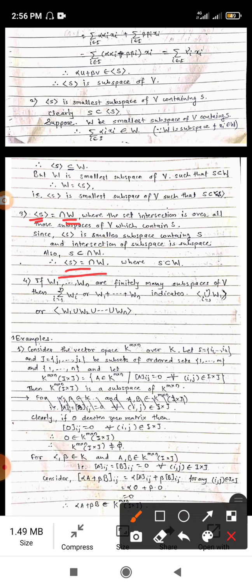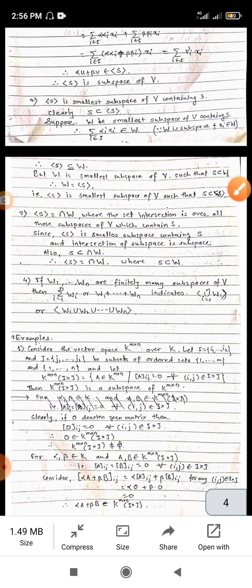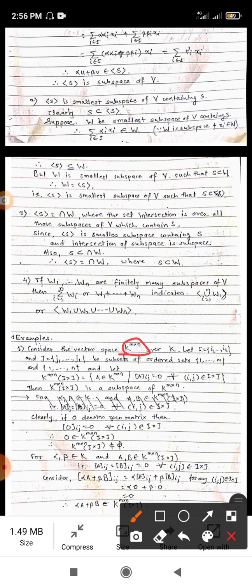Now let us see the last example. Consider the vector space K of m by n, and I equals I1, I2, I3 up to Ik, and J1, J2, J3 up to Jk, which are subsets of the ordered sets 1 to m and 1 to n. Define K of m by n on I cross J, that is the cross product of those two sets of indices. It is nothing but the set of all m by n matrices with ijth entry 0 for every ij belonging to that tuples I cross J.